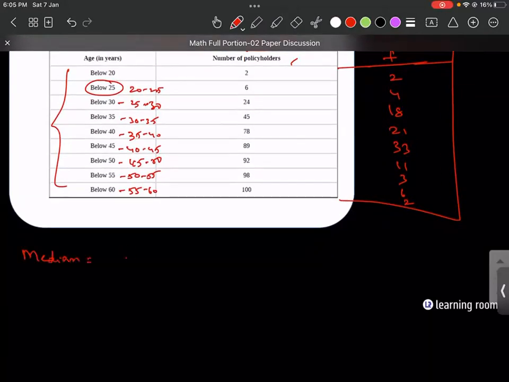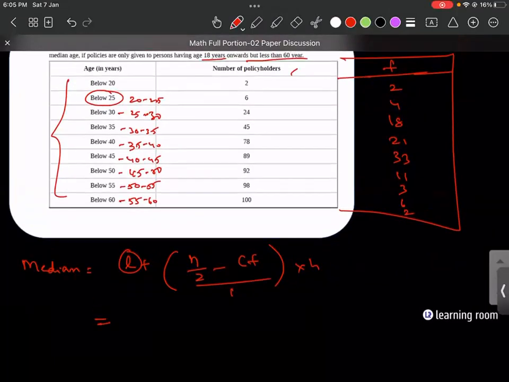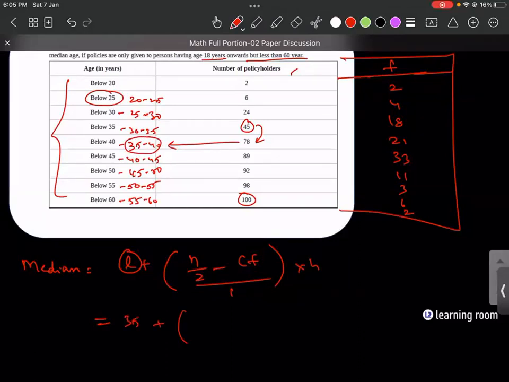Median is L plus n by 2 minus CF by f, the whole multiplied with h. So what is the value of L? Cumulative frequency is 100, no? So 100 by 2 is how much? 50. So what is the number that is coming after 50? Here it is 78. 45, 78. So for 78, for this class interval, what is going to be the value of L? It is 35 plus.